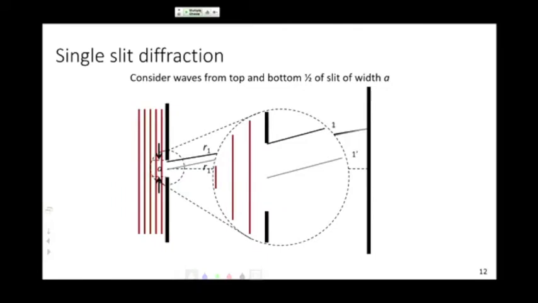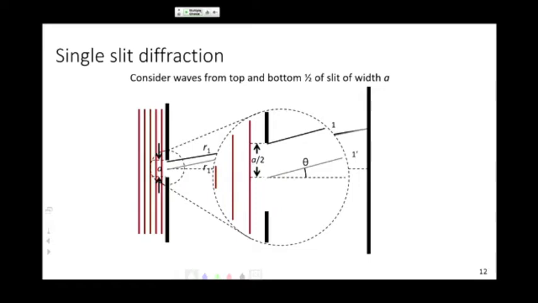Remember, I'm trying to look at the path length difference between these waves coming from different points in the slit. And to do path length difference, it's the same thing. It's the geometry that I'm going to use. But because I have only a single slit, I'm going to divide it in half. Okay? So let me look at the wave that's coming from the top of the slit and from the center of the slit. So this distance between those two waves is half of the slit width. Right?